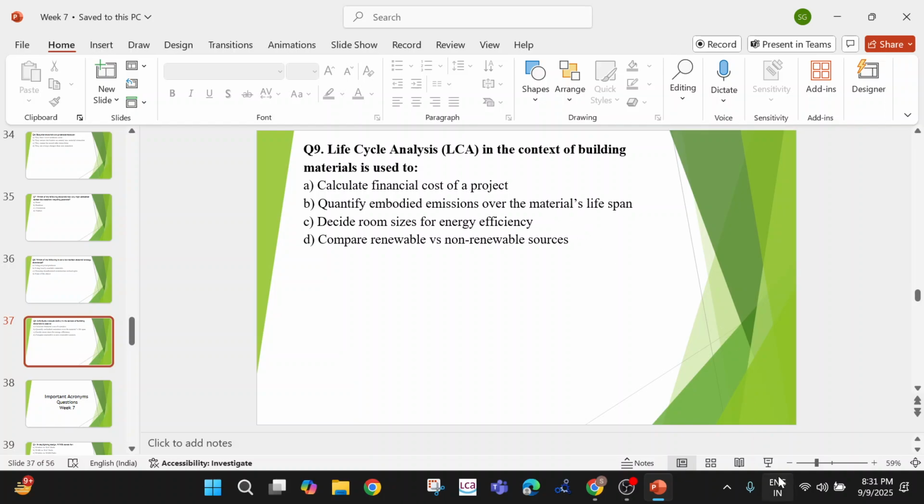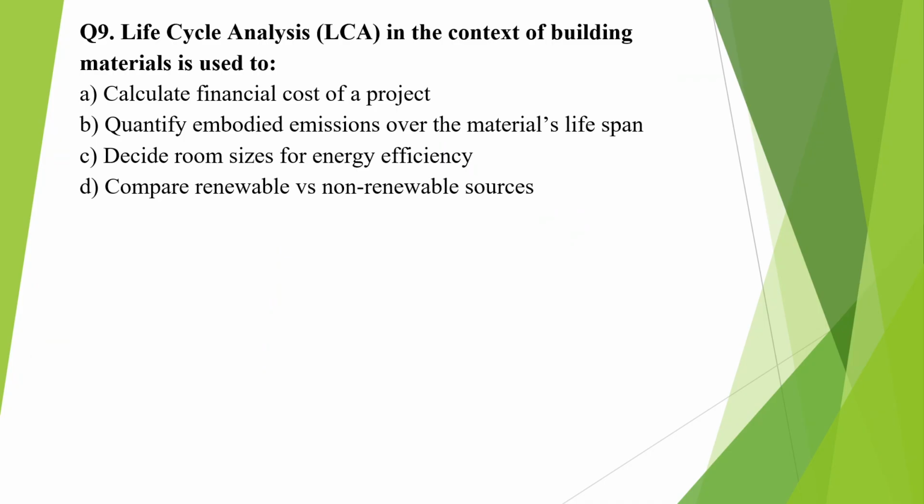9B. Most of you have opted for 9B, and all of you are correct. 9B is the correct answer. I am discussing it for those who have not answered in the chat box. Whenever you perform life cycle analysis, this is mainly done to quantify the embodied emissions over the material's lifespan. It's talking about the carbon emissions, how much carbon you have emitted during the extraction, transportation, construction, operation, or the demolition. All this comes under life cycle, but it is only talking about the carbon emissions mainly.